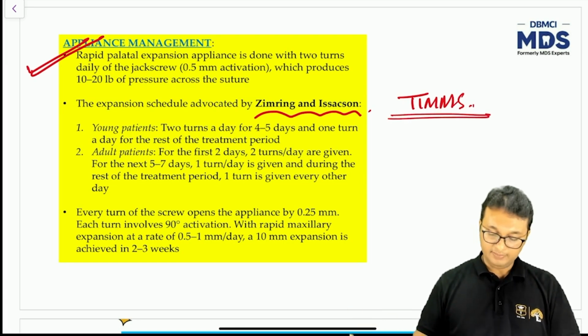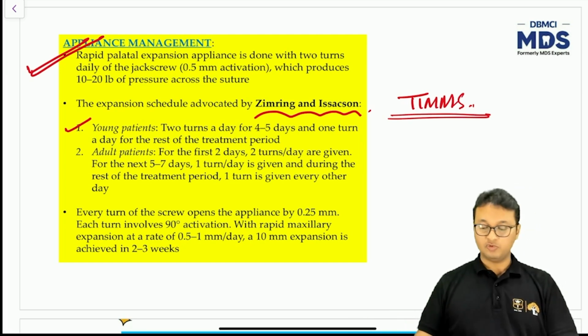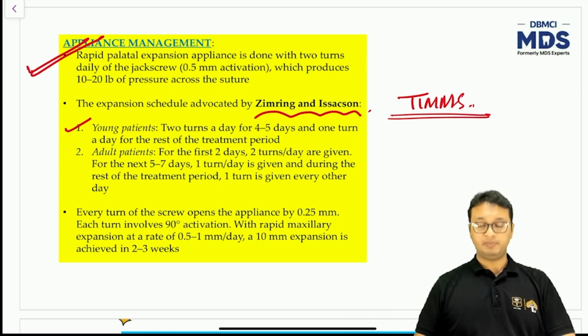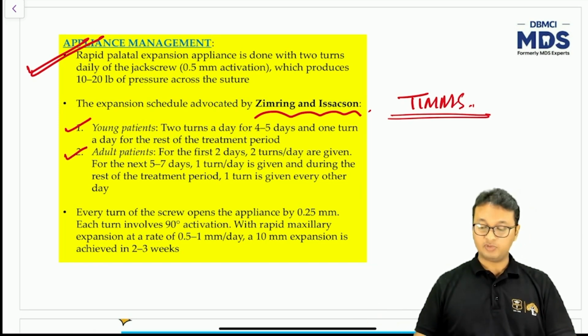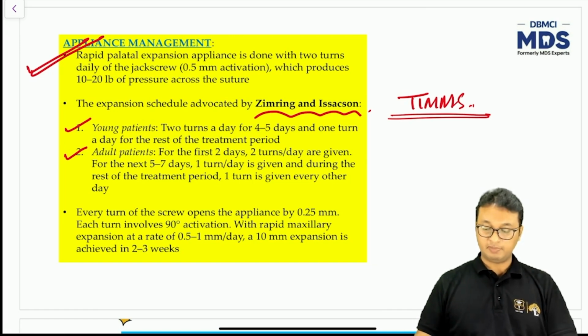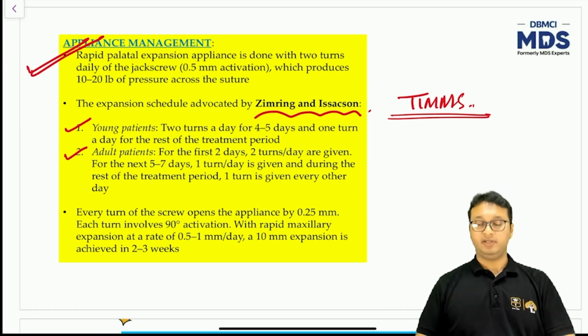What they say is that for young patients we have to go for 2 turns a day for 4 to 5 days and 1 turn a day for the rest of the treatment period. Whereas for adult patients, for the first 2 days we have 2 turns per day, and for the next 5 to 7 days 1 turn per day is given, and during the rest of the treatment period 1 turn is given every other day. Okay.